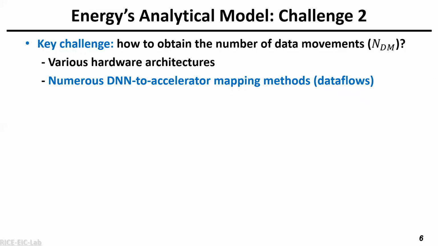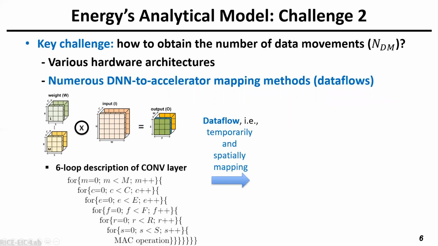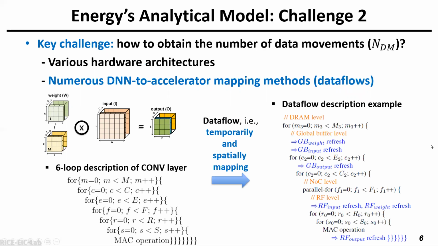Second, there are numerous choices of DNN to hardware mapping, or data flows, which will lead to different numbers of data movements. For example, given a 3D convolution operation, which can be captured by a 6-loop description, there are many different ways to temporally and spatially map the operation into a 2D hardware. Each such data flow can lead to a different total number of data movements associated with each memory hierarchy.